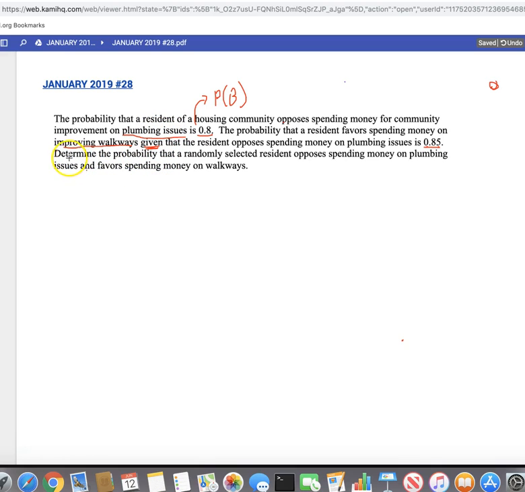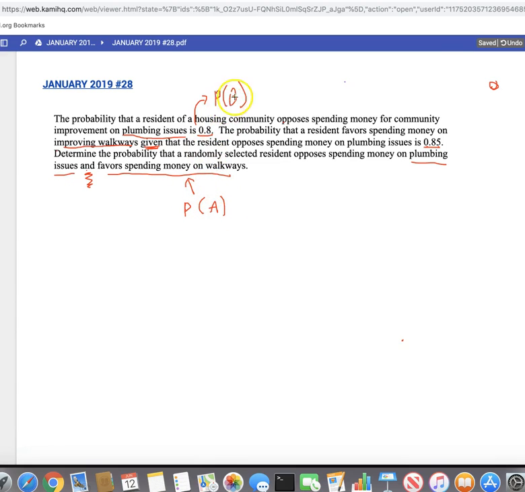Now we are told to determine the probability that a randomly selected resident opposes spending money on plumbing issues and favors spending money on walkways. This is what we're asked to find. Again, we have two individual events. B is plumbing issues, and this other event is that they favor spending money on walkways. I'll refer to this as the event A, and there would be a probability for this individual event A, but we're not given specifically what that is.